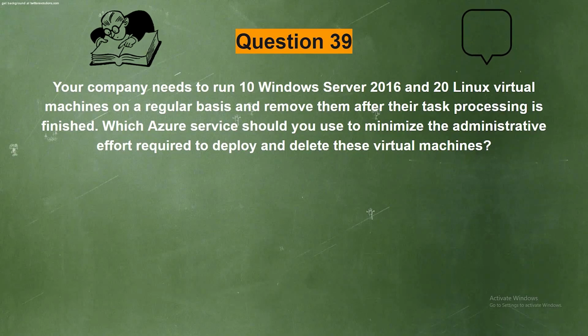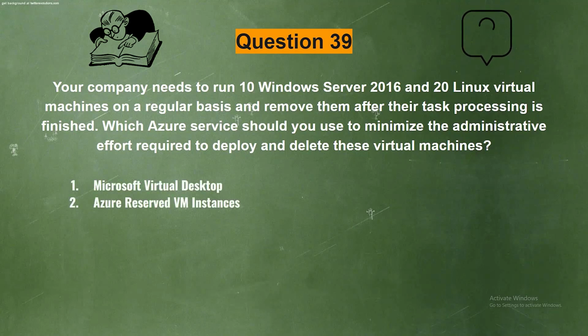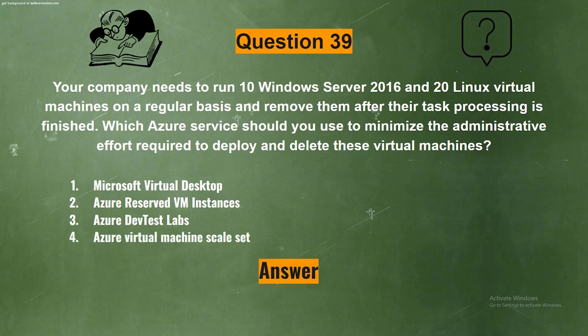Next question. Your company needs to run 10 Windows Server 2016 and 20 Linux virtual machines on a regular basis and remove them after their task processing is finished. Which Azure service should you use to minimize the administrative effort required to deploy and delete these virtual machines? And the options are option 1, Microsoft Virtual Desktop, option 2, Azure Reserved VM Instances, option 3, Azure Dev Test Labs, option 4, Azure Virtual Machine Scale Set. And the correct answer is option 3, Azure Dev Test Labs.